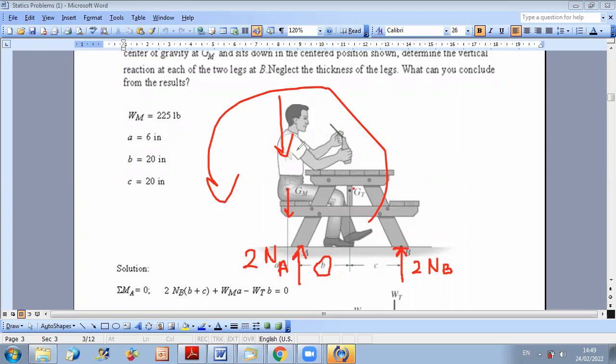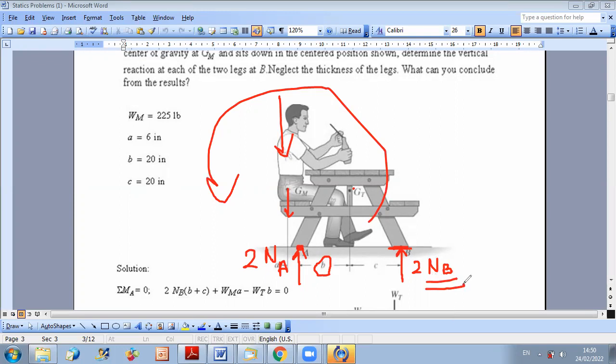Imagine if the weight here is very high, what happens? It just loses contact with B and the table rotates around A. Okay, this should be avoided, of course. I should do the design in a way to not have any possibility of turnover. Now, how can I know if there is a possibility of turnover or not? I will solve for the normal reaction at B.